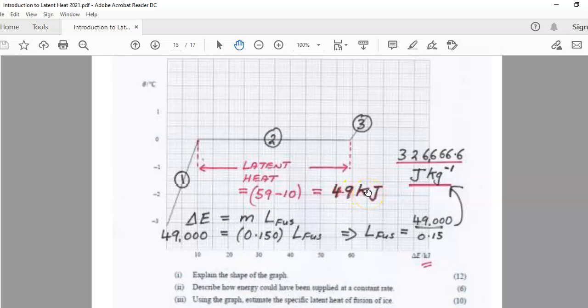Now, the 49,000 joules melted or changed the state of 0.15 kilograms of ice. We were told it was 150 grams. So I wrote down the formula for latent heat of fusion. I put in the energy there that I calculated from the graph, 49,000 kilojoules, 49,000 joules, apologies. The mass is 0.15. So solving for this here, I got a constant of 326,666.6 joules per kilogram. Little bit lower than the standard answer, but that is what we got from there.